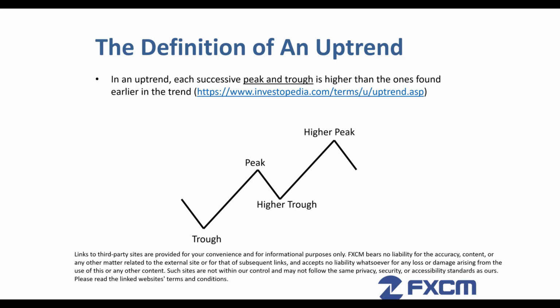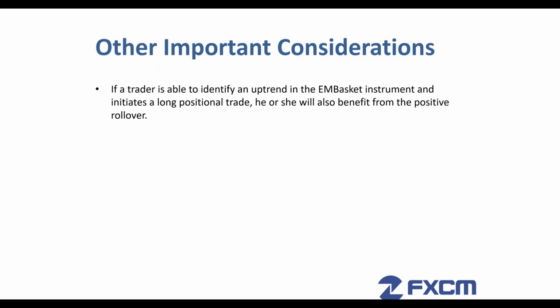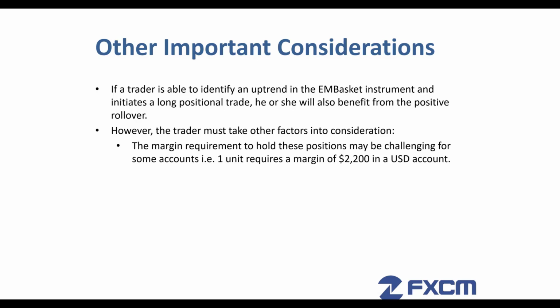This is an uptrend. Now, if the trader is able to identify an uptrend in the EMBasket instrument and initiates a long positional trade, he or she will also benefit from the positive rollover. However, the trader must take other factors into consideration. Firstly, the margin requirement to hold this position may be challenging for some accounts. That's because one unit requires a margin of $2,200 in a US dollar account.